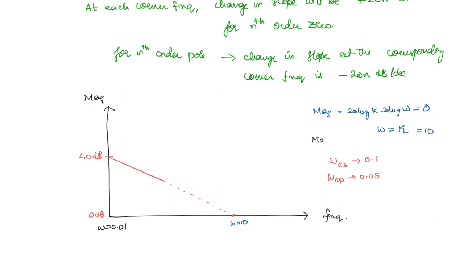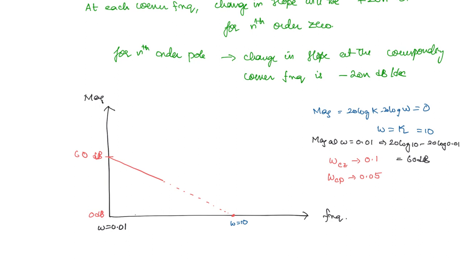Magnitude at omega equal to 0.01 will be 20 log 10 minus 20 log 0.01. Log 0.01 is minus 2. So you're going to get 60 dB. So you can correct here. This is going to be 60 dB.